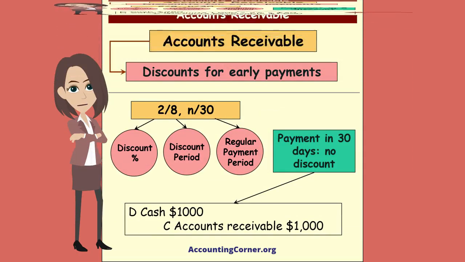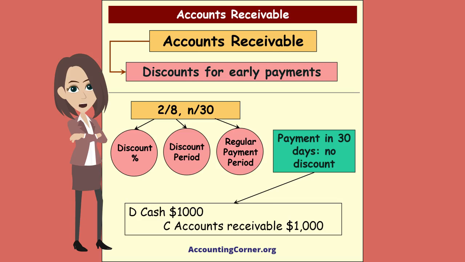In case the payment by the customer is done within the standard payment period, which is 30 days, the customer gets no discount. The following accounting entry is done. Debit, cash, $1,000, full sales amount. Credit, accounts receivable, $1,000, full sales amount.